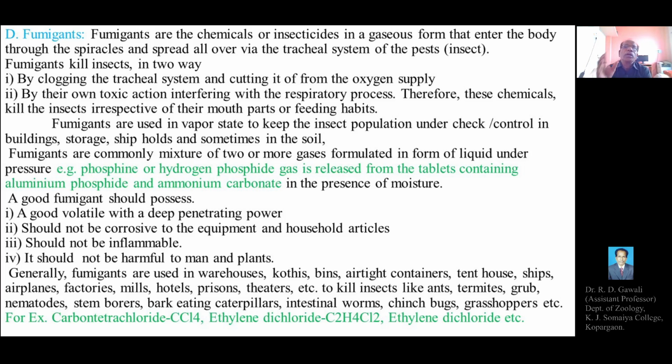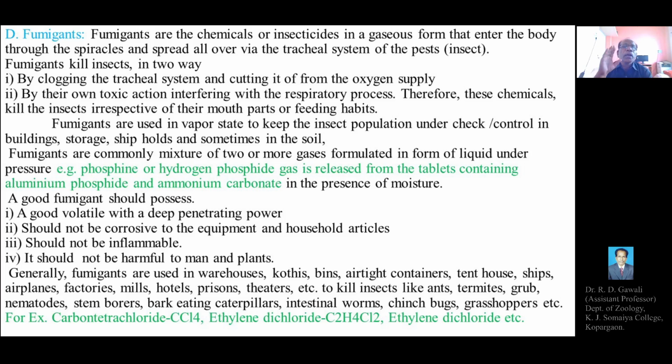The gaseous state or vapors of the fumigants produce a toxic effect on the insect body and kill the insect, either by a toxic effect directly on the respiratory system or the nervous system, or a general toxic effect, when the vapors or gases of the fumigants reach the body of insects through the spiracles or tracheal system. So fumigants kill insects in two ways.